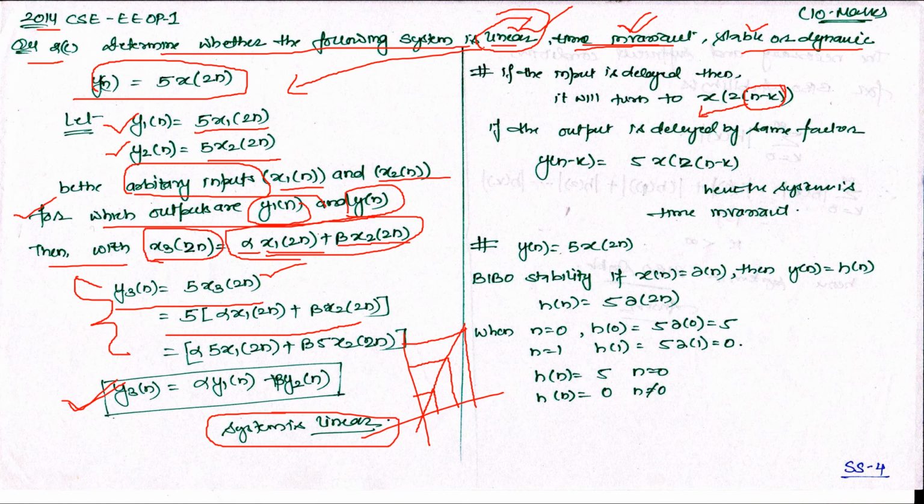Let us see from here. It is n minus k, I am delaying it, and the corresponding delay can be identified in the output as y of n minus k is 5 into x of 2n minus k. Okay, one bracket will close here. Hence the system is time invariant. I think here also not too much, it's again for the reference.